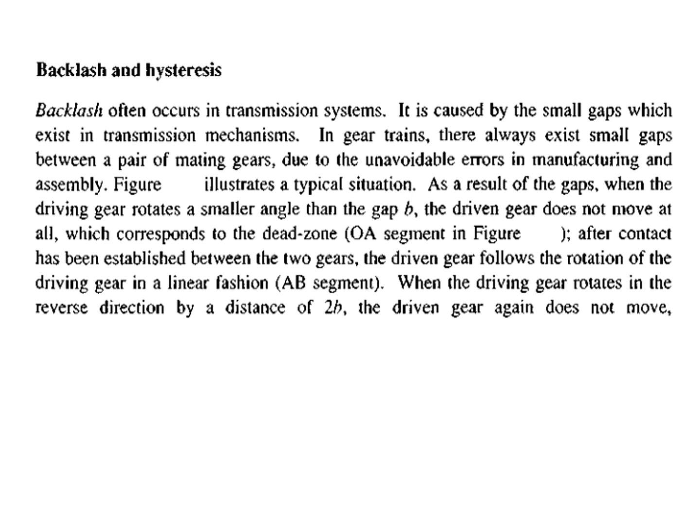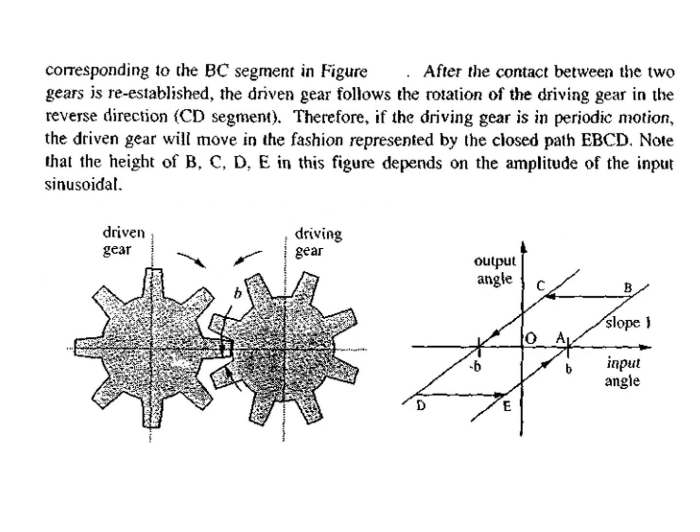After contact has been established between two gears, the driven gear follows the rotation of the driving gear in a linear fashion, that is the AB segment. When the driving gear rotates in the reverse direction by a distance 2b, the driven gear does not move. You can see here it corresponds to the BC segment in the figure.